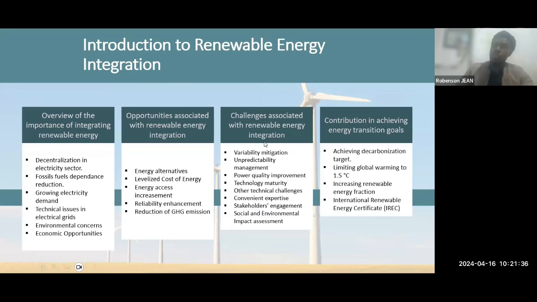Now, we have considered all of this. It is important to get some goals, some goals that are already set as targets. This should be a common goal for everyone, like limiting global warming to 1.5 degrees Celsius, and also trying to increase the renewable energy fraction in our systems. So this will help us to reduce the cost of energy dramatically, and at the same time increase energy access.